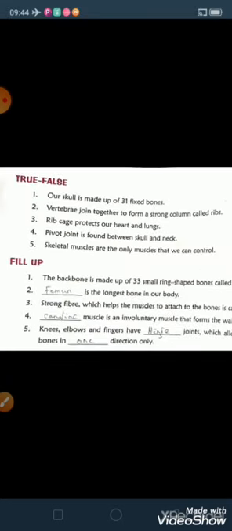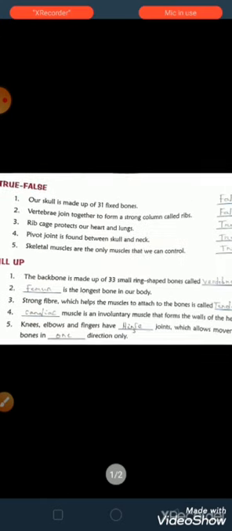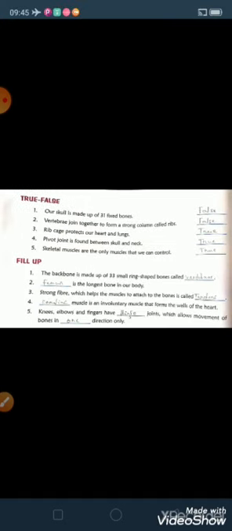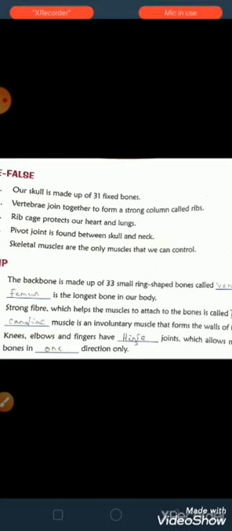Third question. Strong fiber which helps the muscles to attach the bones is called dash. From starting we are reading that bones and muscles are attached with the strong fiber. It is called tendons. That gummy type substance, that is tendon. Fourth one. Dash muscle is an involuntary muscle that forms the wall of the heart. Our heart walls are formed by which type of muscle, children? We can easily say that it is cardiac muscles.